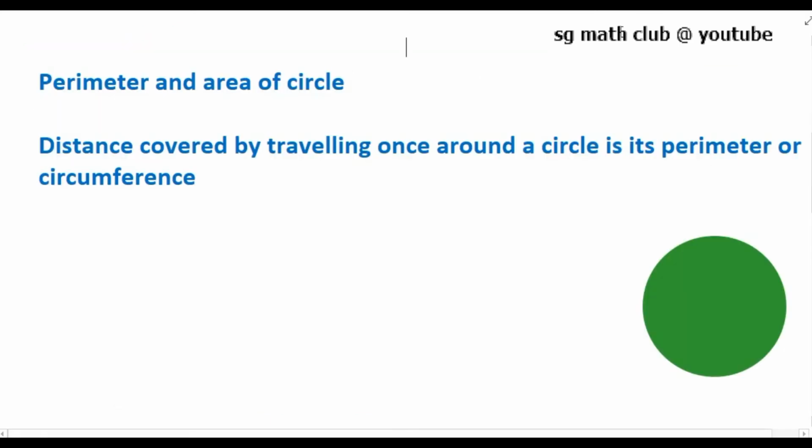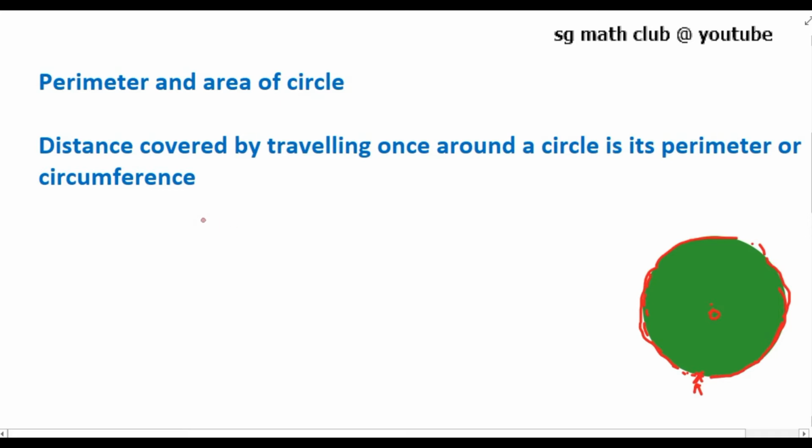Now, the perimeter of a circle means the distance covered by traveling once around a circle. Another name for perimeter is circumference. So if O is the center of the circle, I am starting from this point, say A, and traveling once round the circle and coming back to the same point A. Then this total length will give you the perimeter of the circle, otherwise called the circumference of the circle.